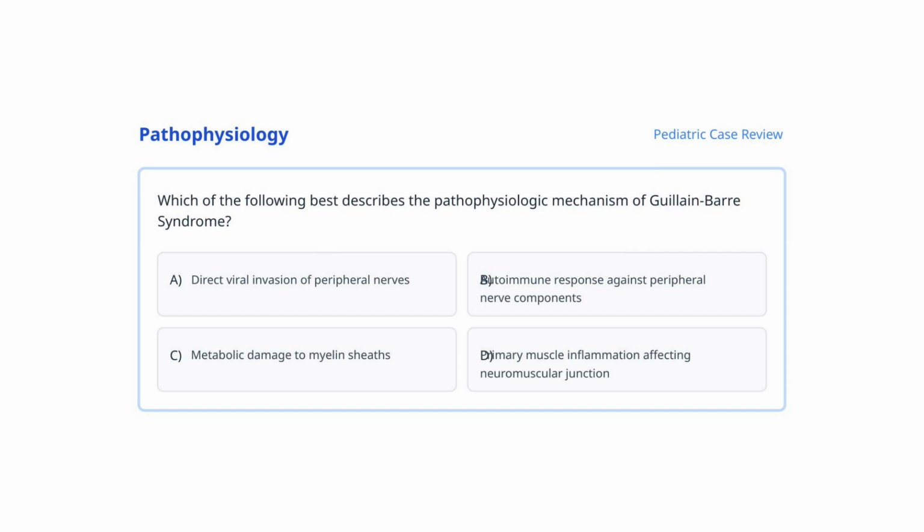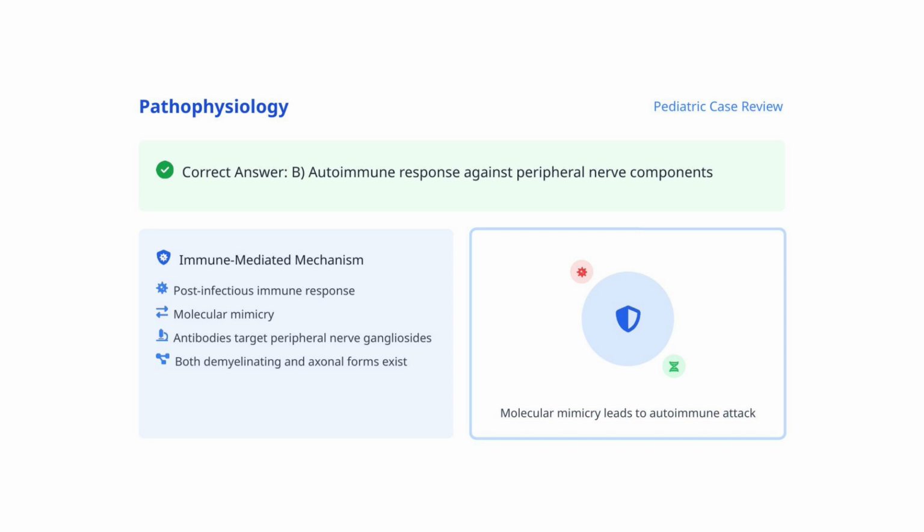Which of the following best describes the pathophysiologic mechanism of Guillain-Barré syndrome? Is it A, direct viral invasion of peripheral nerves, B, autoimmune response against peripheral nerve components, C, metabolic damage to myelin sheaths, or D, primary muscle inflammation affecting neuromuscular junction? The correct answer is B, autoimmune response against peripheral nerve components.